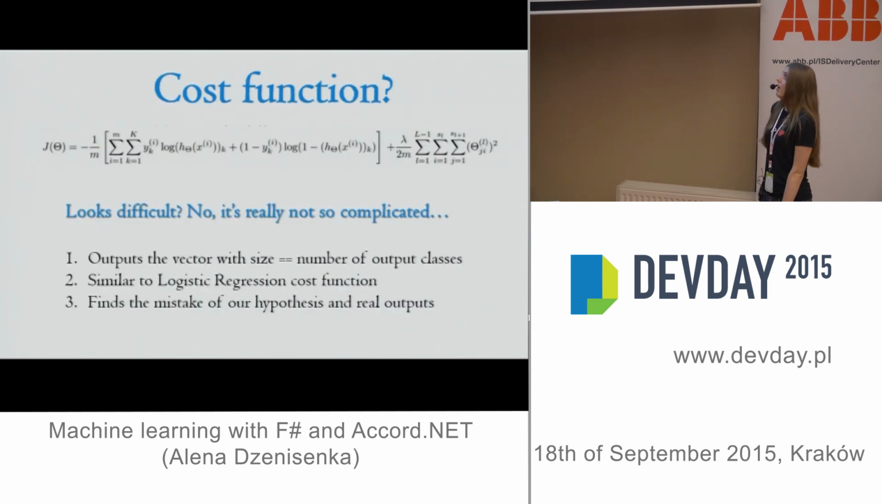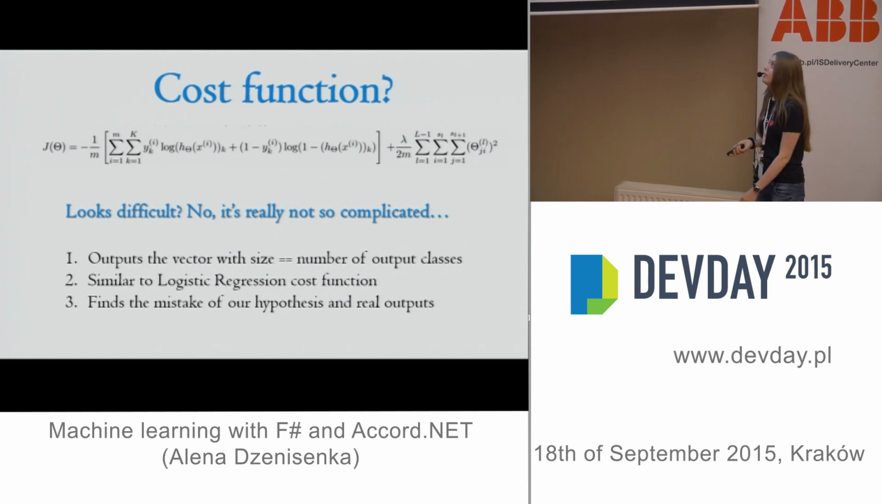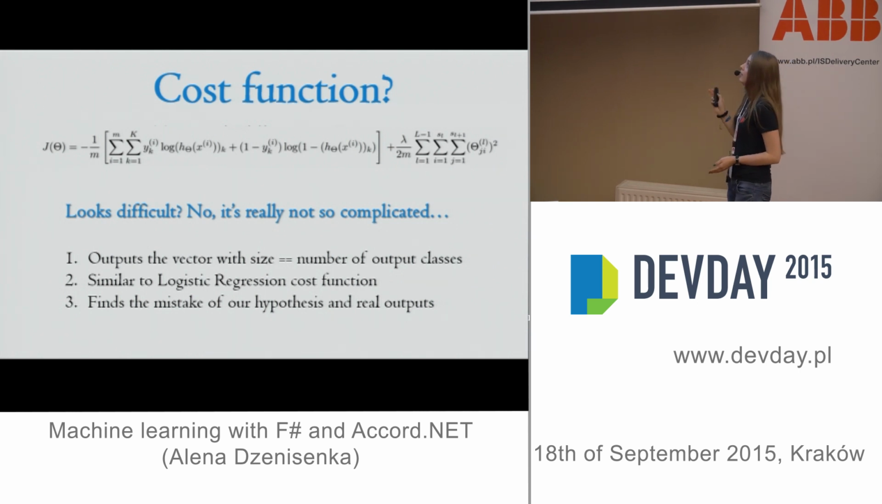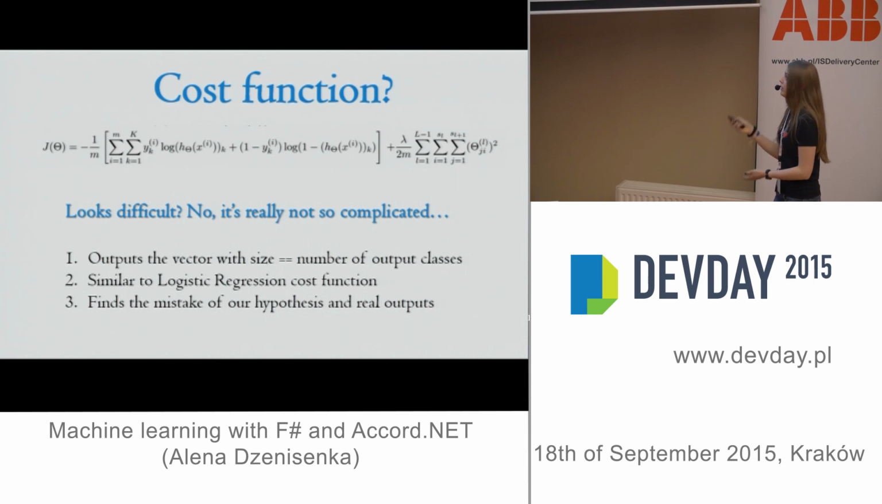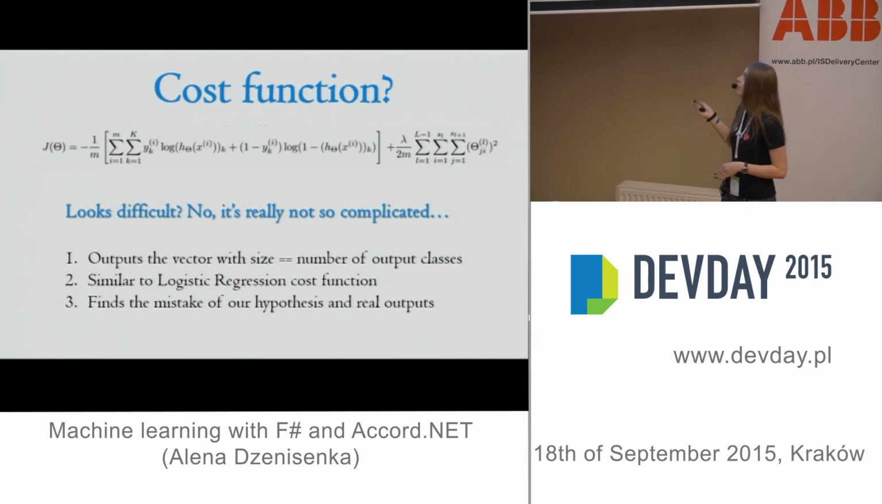So the cost function is very similar to the linear regression cost function, but it just adds the neuron layers, and that's it. It's not very difficult. It's very similar, and later we'll find out the mistake and minimize it.